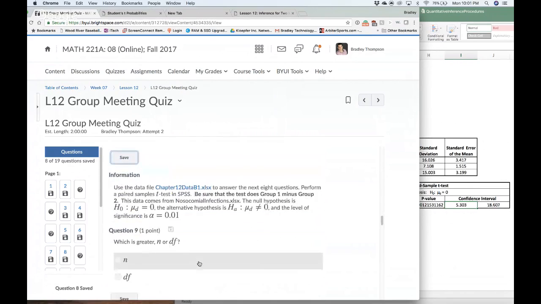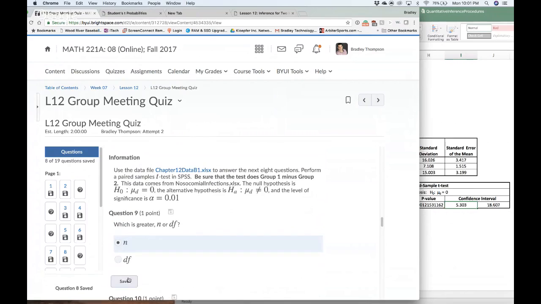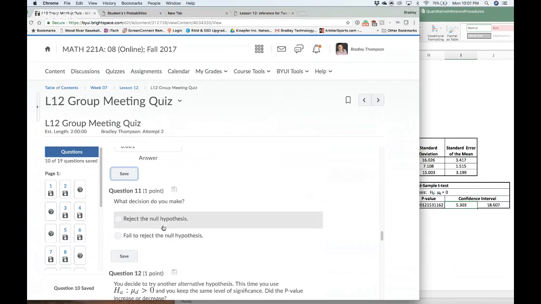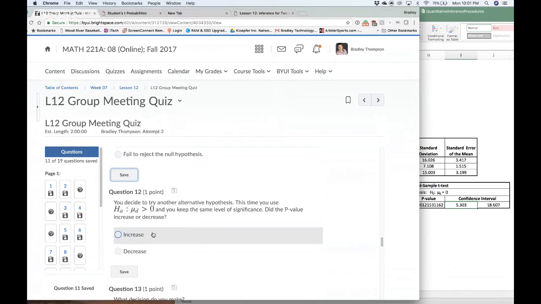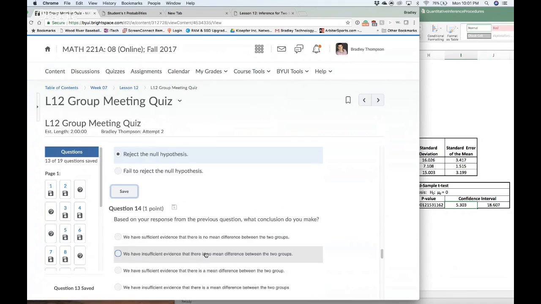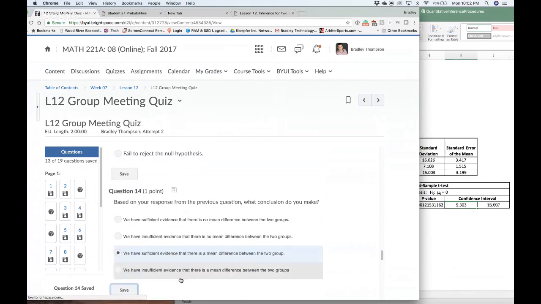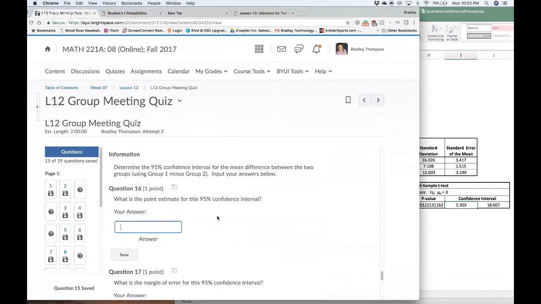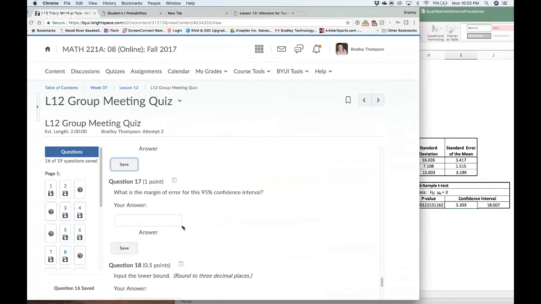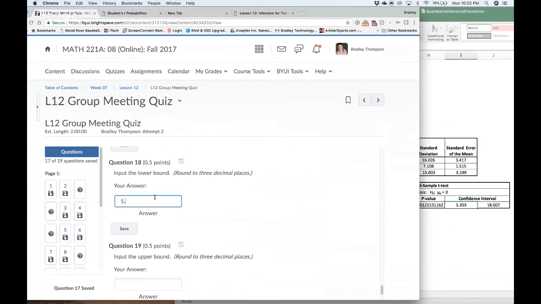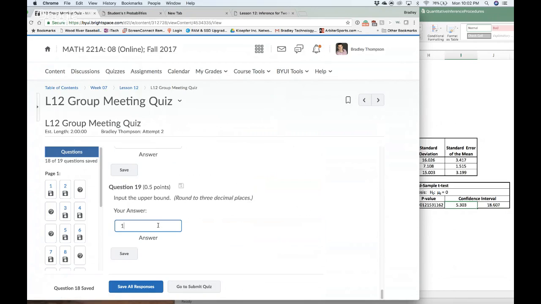Perfect. 9, hold on, let me get my thing to scroll. 9 is N. Okay. 10 is 0.001. 11 is reject. 12 is decrease. 13 is reject. 14 is the third one: we have sufficient evidence that there is a mean difference. 15 is not enough information. 16 is 11.955. 17 is 6.652. 18 is 6.652, correct? Yes. Okay. 18, 5.303. And the last one is 18.607.